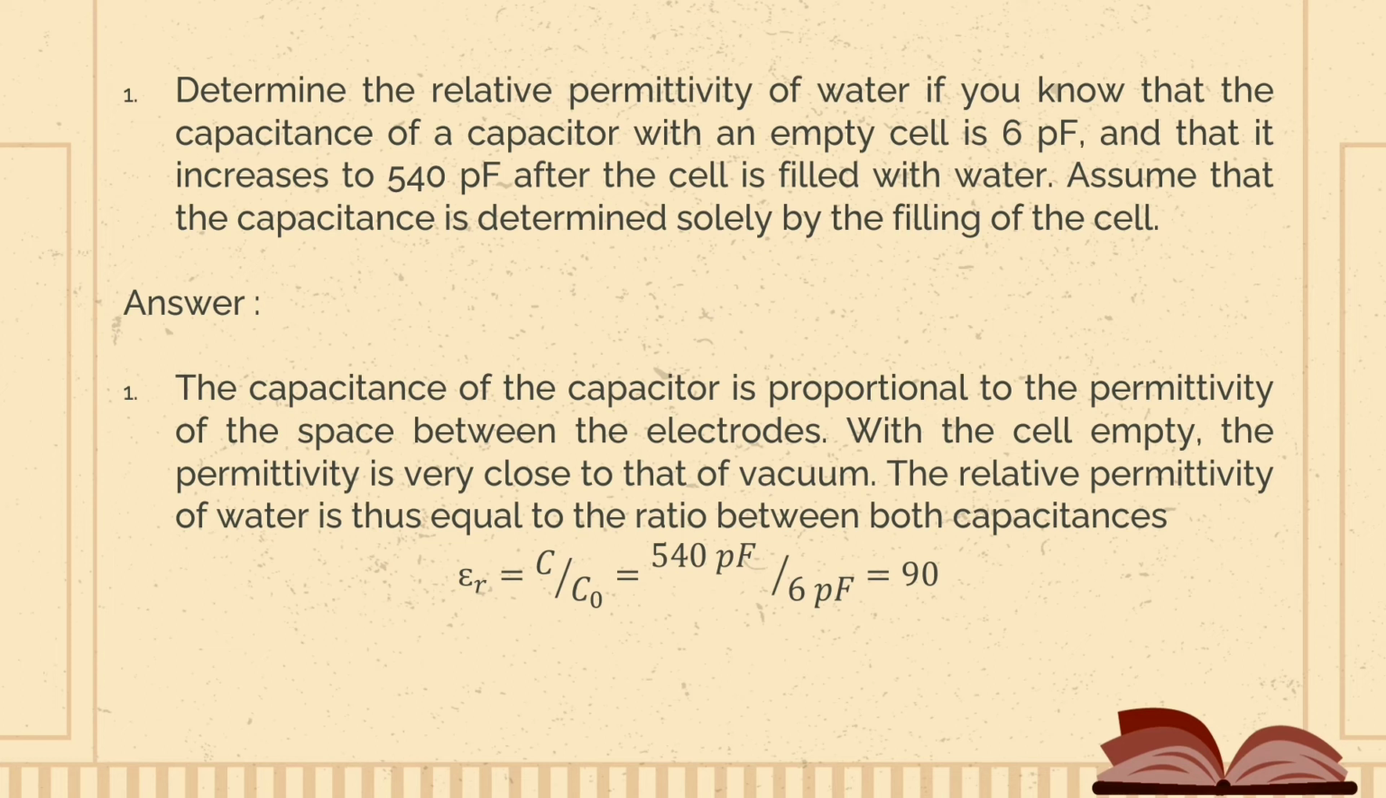Answer: the capacitance of the capacitor is proportional to the permittivity of the space between the electrodes. With the cell empty, the permittivity is very close to that of vacuum. The relative permittivity of water is thus equal to the ratio between both capacitances. We use the formula epsilon r, or relative permittivity, equals C divided by C0, equal to 540 pF divided by 6 pF, which is 90.